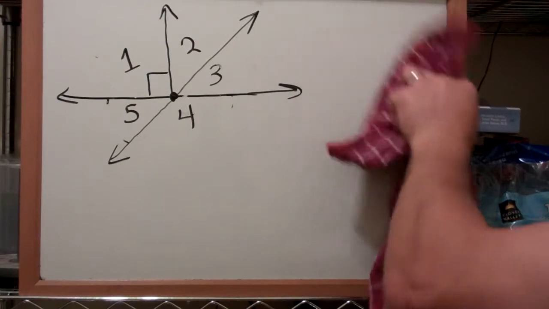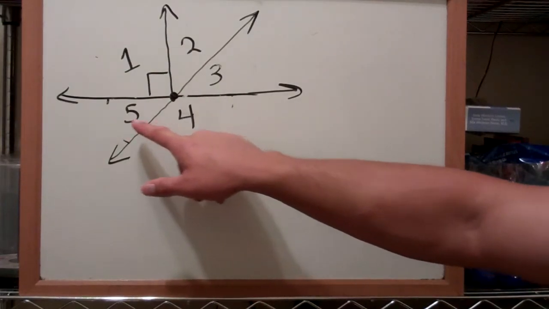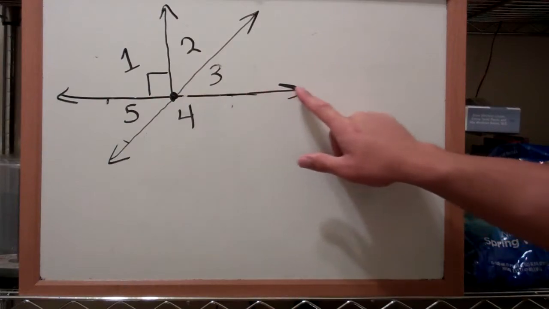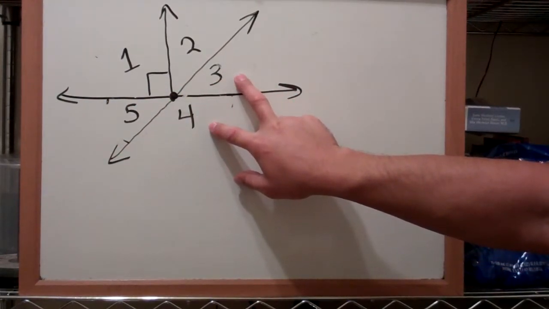Next, we'll talk about supplementary angles. Supplementary angles are two angles whose measures add up to 180 degrees. There are a lot of different ways we could go with this, but 5 and 4 are two angles that add up to 180 degrees, which would be a straight line going across. 4 and 3 also add up to 180 degrees.